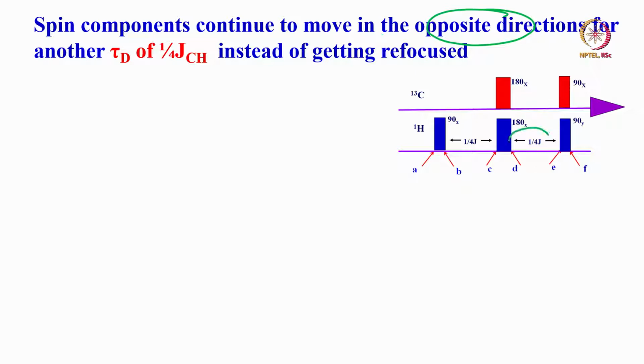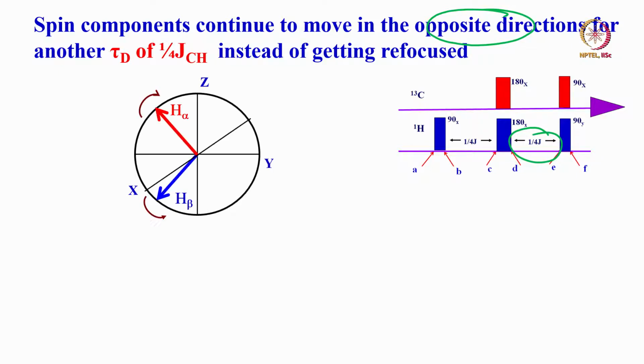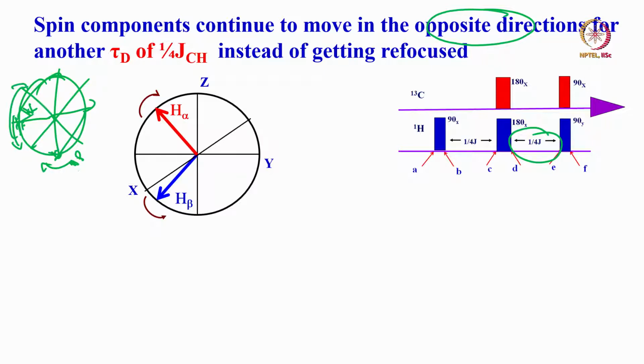Now, wait for another time, which is equal to 1 over 4J. Now, what is going to happen? They start moving opposite like this. See, a very interesting thing you must understand. We started like this. After 1 over 4J, it was like this. And then we applied the proton 180. This came like this and this came here. So, they were like this and started moving in the same direction. But now the carbon 13 180 pulse did something for this. This became here, this became here. This was H alpha, let us say. This was H beta. Now they interchange. So because they interchange, they start moving in the opposite direction.